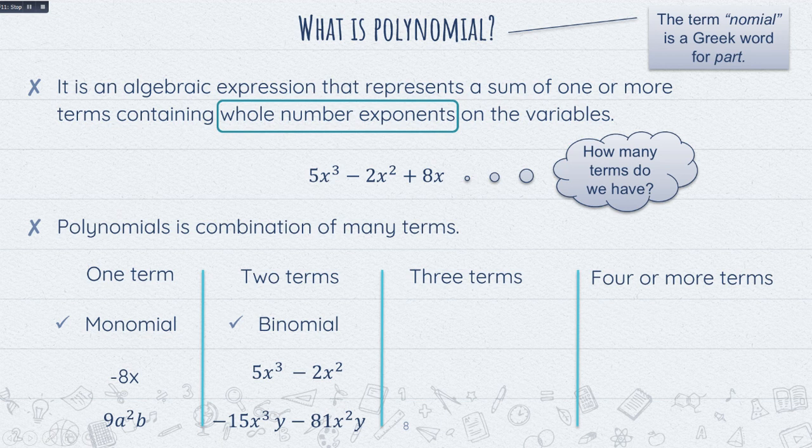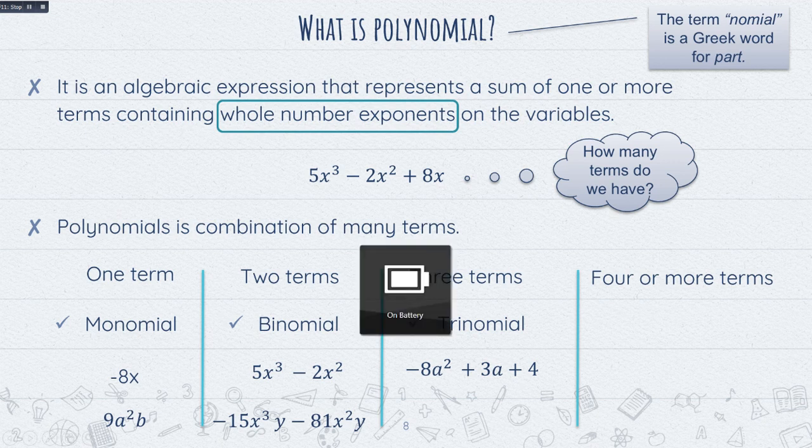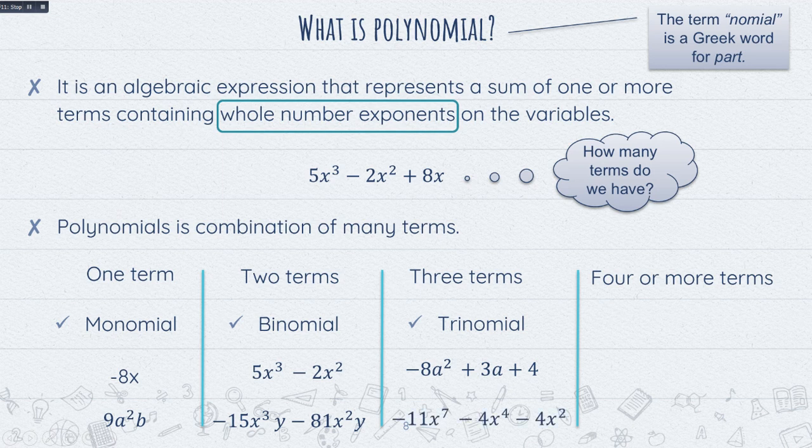For 3 terms, it is called a trinomial. Tri means 3, that is 3 terms. An example is negative 8a squared plus 3a plus 4, which has 3 terms. Next would be negative 11x to the 7th power minus 4x to the 4th power minus 4x squared. So in total, we have 3 terms and it is called a trinomial.